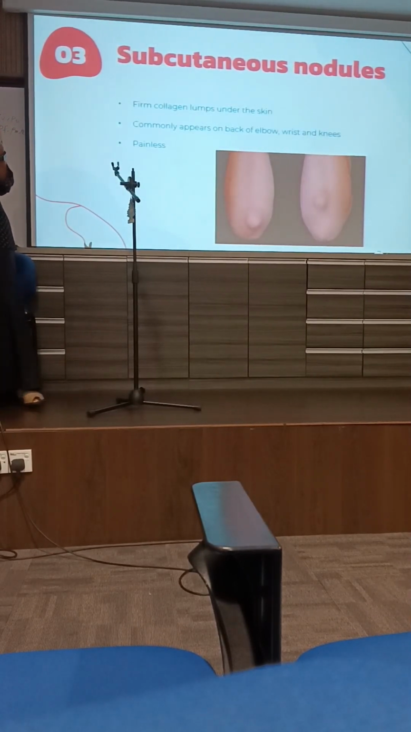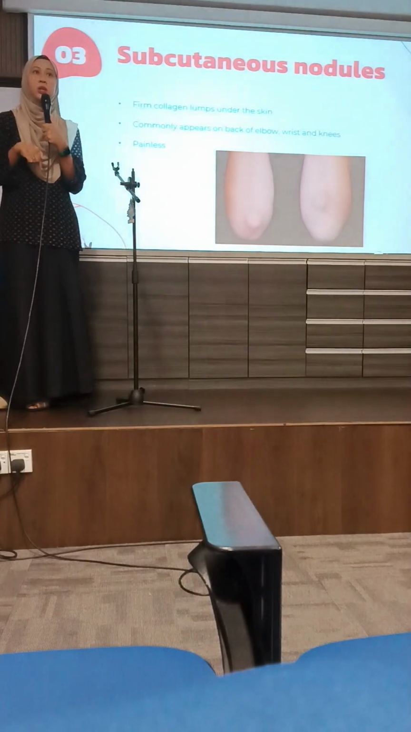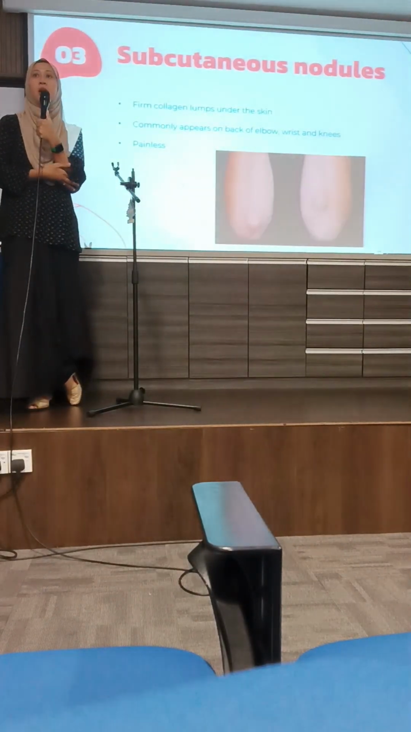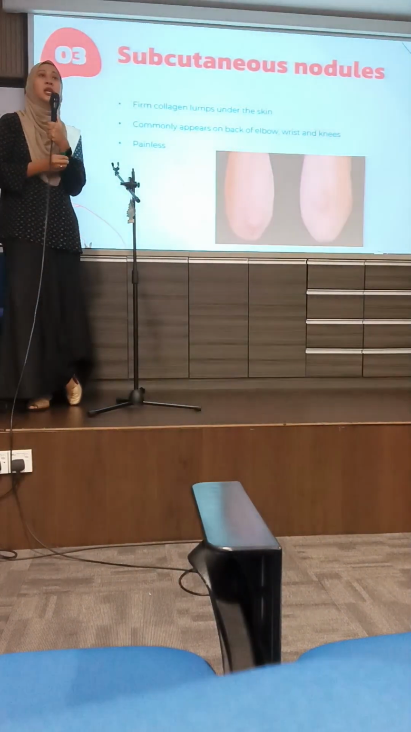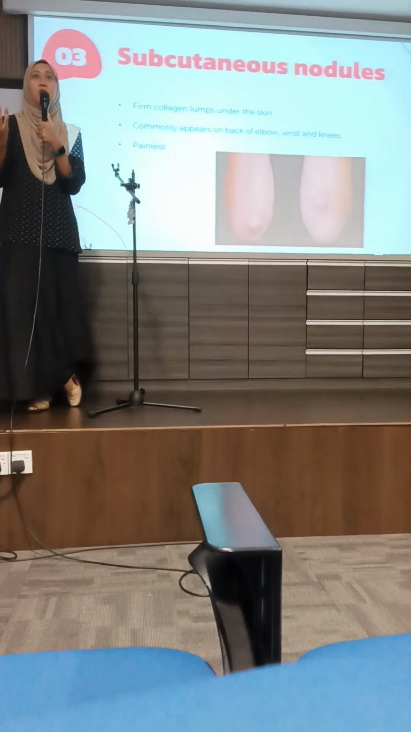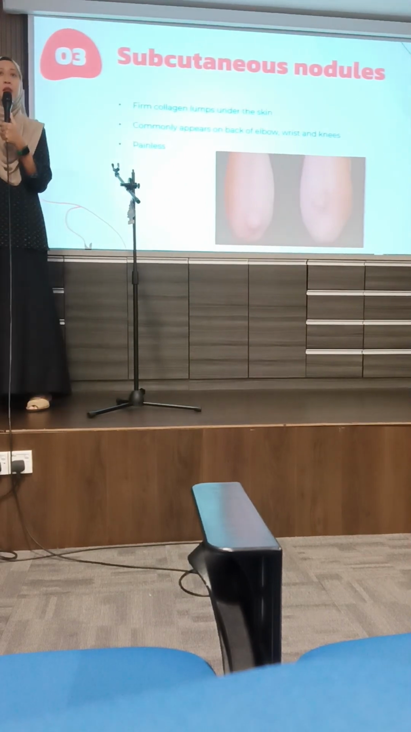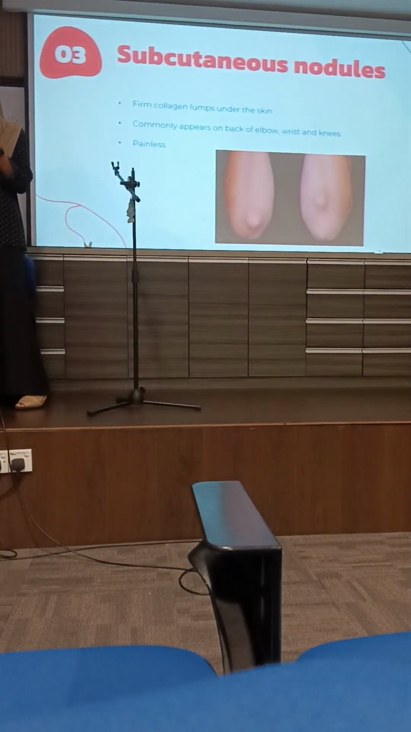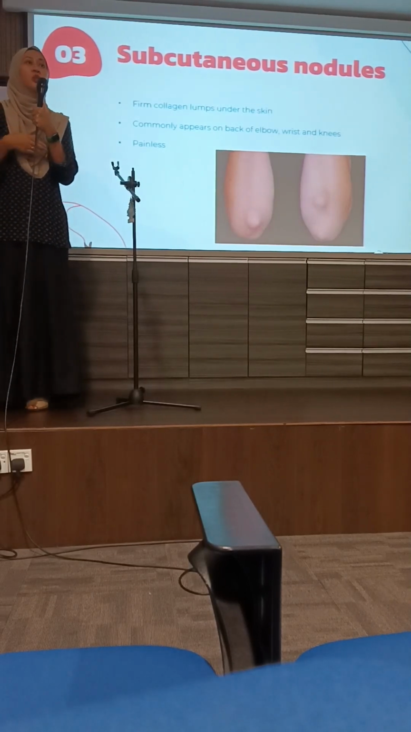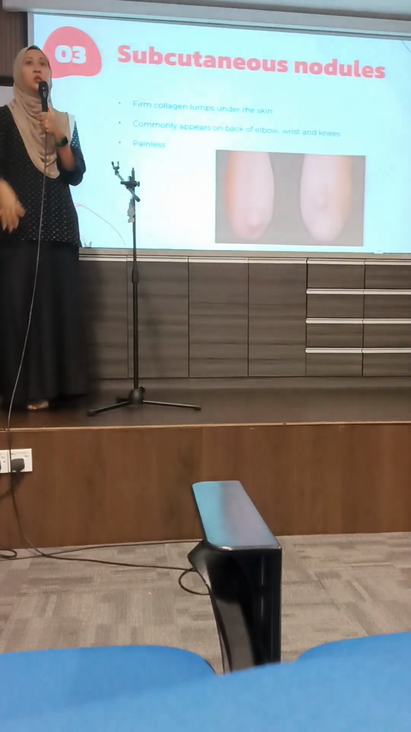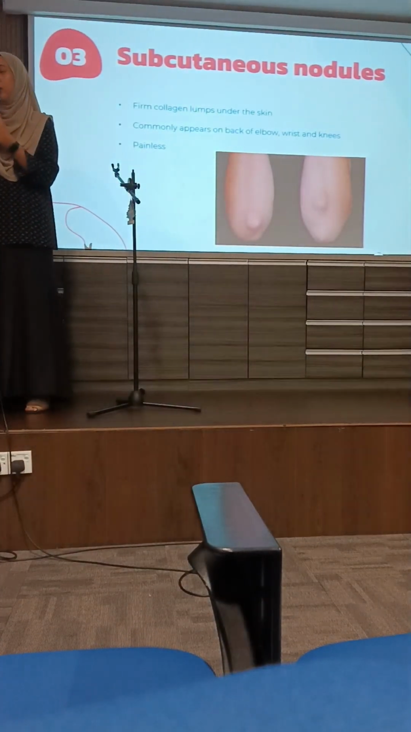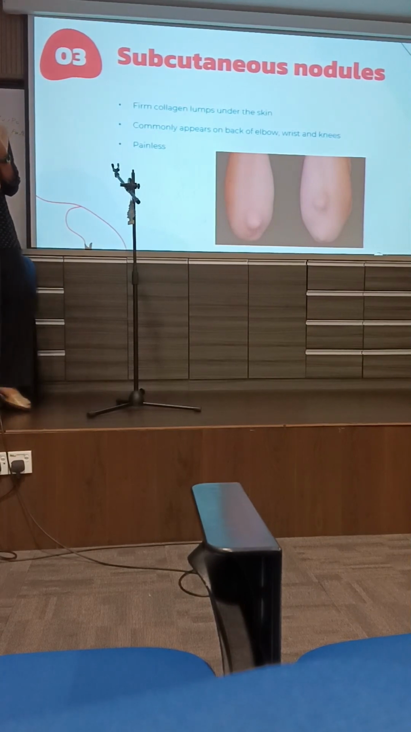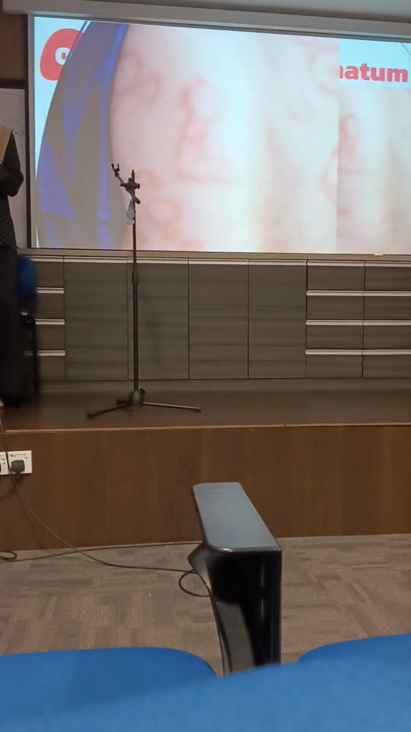Okay. So if it attacks the subcutaneous tissue, the patients present with subcutaneous nodules. What they are basically are firm lumps of collagen underneath the skin. That's all it is. It usually appears on your extensor surfaces, so the back of your elbow, the back of your wrist, on your knees, where you place pressure, usually. And it's painless. It's absolutely painless.